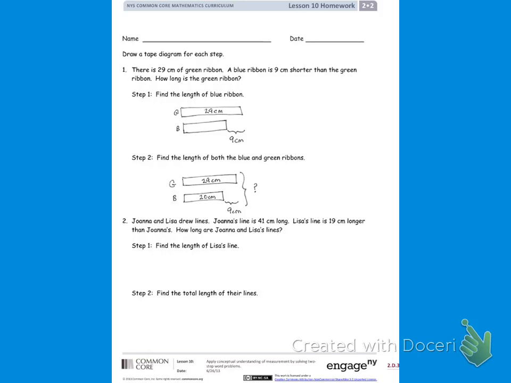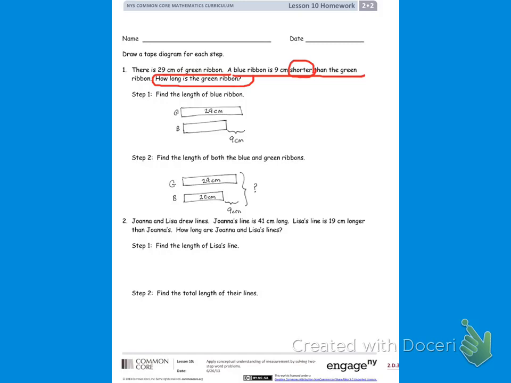I should underline the important details. 29 centimeters of green ribbon, and the blue ribbon is 9 centimeters shorter than the green. I'm going to go ahead and circle shorter to remind myself that the blue ribbon is shorter, and I circle the question so I remember to answer the question. How long is the green ribbon?